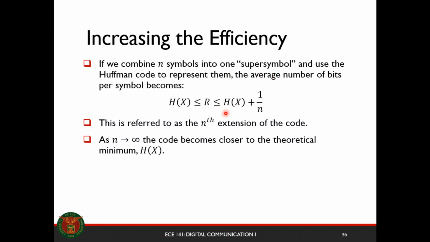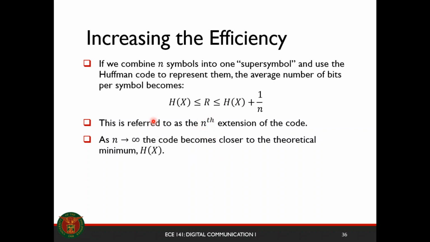The new bounds of your coding will become, again, of course, the entropy of your source and the entropy plus 1 over n. If n approaches infinity, your coding rate will be squeezed between H(X) and H(X), which will make your code rate equal to the theoretical minimum. Okay? And this is referred to as the nth extension of the Huffman code.